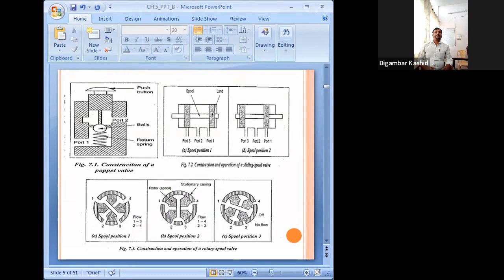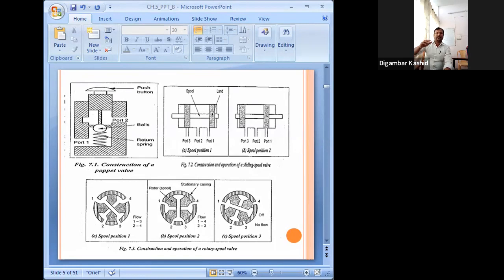Then next, we have the poppet valve. It is called a seat type valve. You can see, fluid will come from this port A. Then it is not possible to flow from this. When the push button is actuated, the spring will compress and the ball will move downward due to the compression of the spring. Due to that, the compressed air or fluid coming from port A will pass through and exit from port 2.